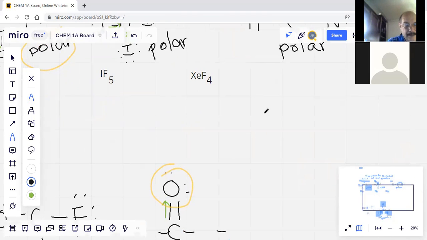Okay, let's do this one here. IF5. That's a cool one. You already can tell by looking at it, you have iodine, which is a big atom, and you have 5 atoms connected to it. And it's fluorine, which doesn't give up double bonds. You can tell this is probably going to be one of those expanded octet molecules. Each one of these has a valence of 7. So we have 5 and 6 times 7 is 42.